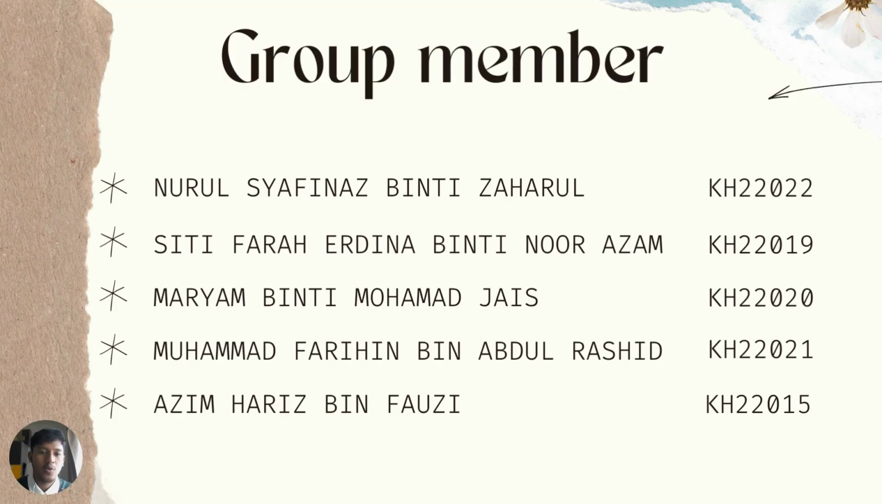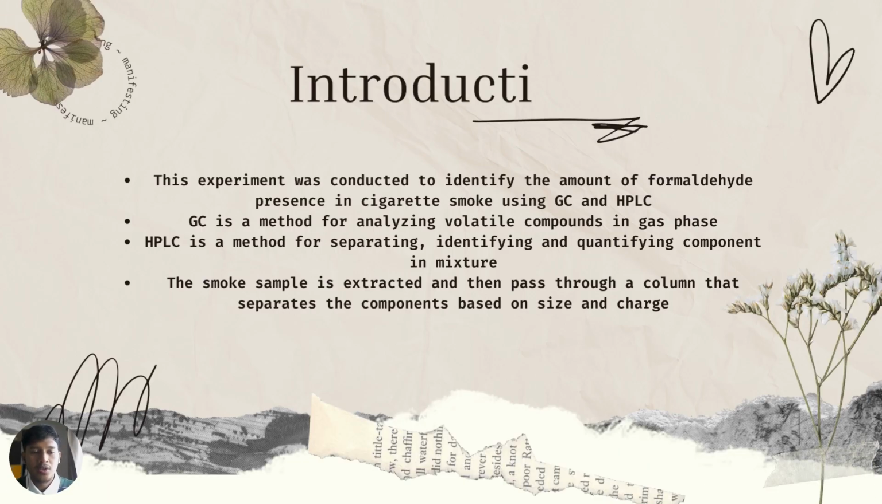Okay, now let's proceed to the introduction. This experiment was conducted to identify the amount of formaldehyde present in cigarette smoke using GC, which is gas chromatography, and also HPLC, which is high performance liquid chromatography. GC is a method for analyzing volatile compounds in gas phase, while HPLC is a method for separating, identifying, and quantifying components in a mixture. The smoke sample is extracted and then passed through a column that separates the components based on size and their charge.